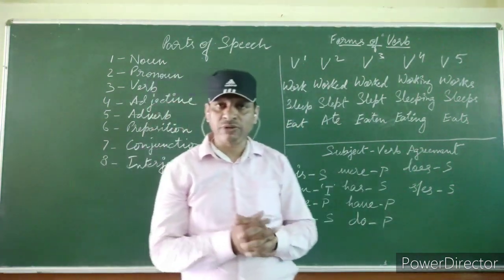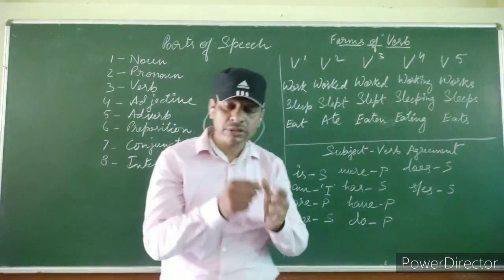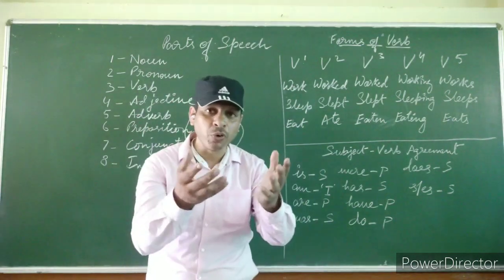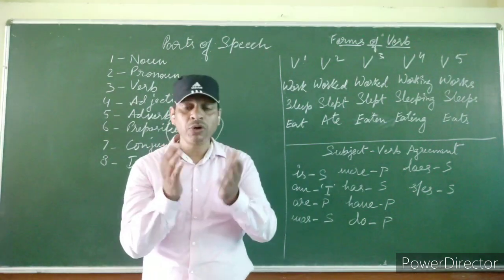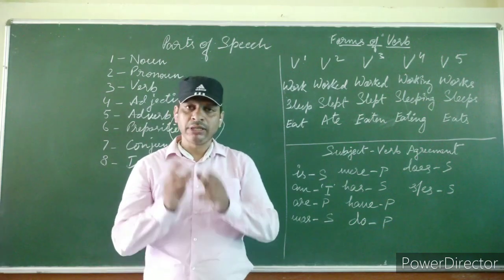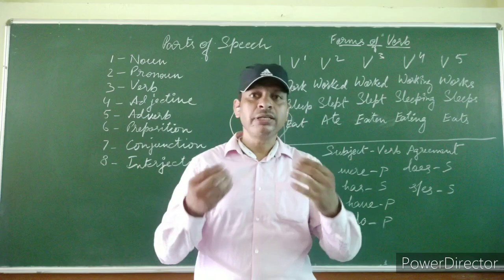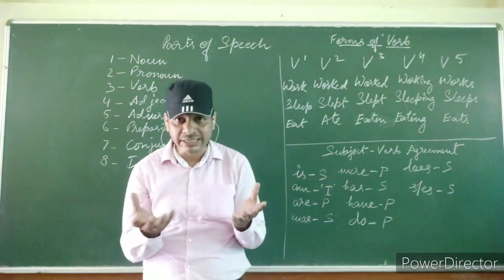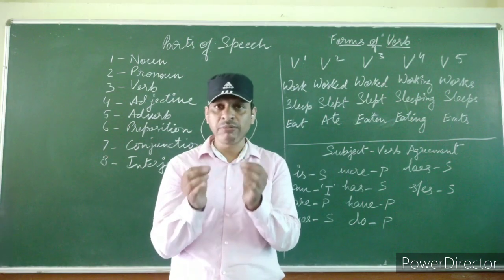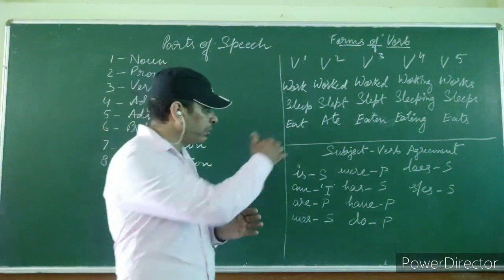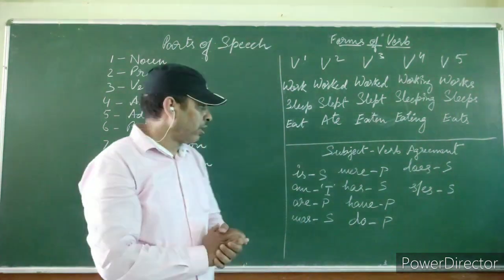A few more examples of this subject verb agreement. Ram goes, Ram and Shyam go. So goes in case of singular, but go in case of plural. They are, but he is. We eat, but she eats. So these are some of the examples to understand subject verb agreement. I hope that this concept is clear.